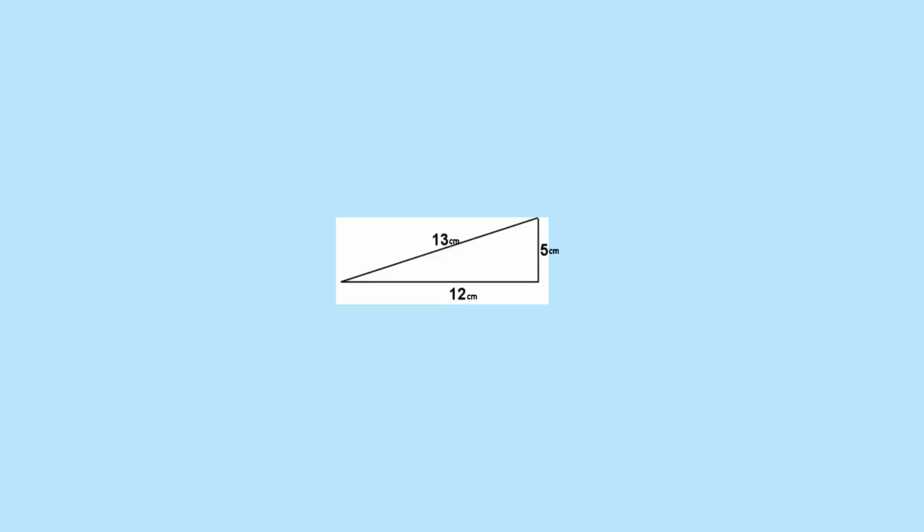Let's have a look at this example. We're asked to prove that the triangle is in fact a right angle triangle. So let's remember that if it is a right angle triangle, the square of the hypotenuse will be equal to this square plus this square. So let's put some squares in the diagram. So a square on all three sides.